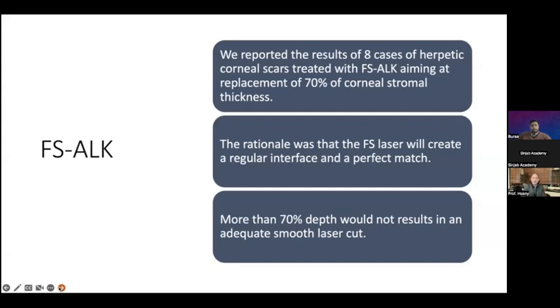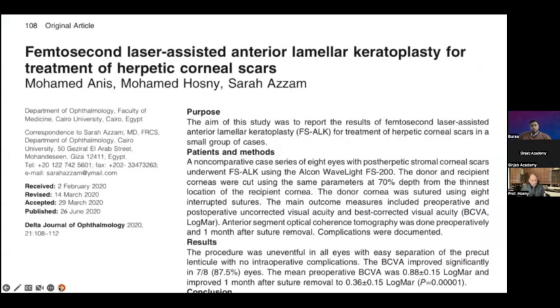Basically, we reported the results of 8 cases of herpetic corneal scars at the time, and we replaced only 70% of corneal stromal thickness. And this was our publication, and this was basically the video.